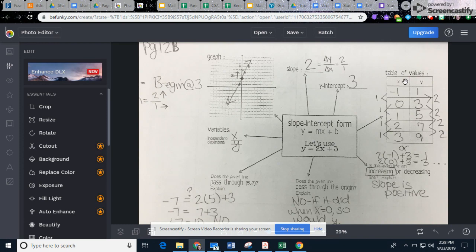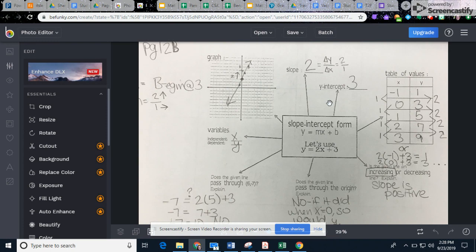Now, when we look over here at the table of values, there's a couple different ways that you can decide how you want to fill out a table of values. So you can pick your x's. I always try to put a negative in there as well. So -1, 0, 1, 2, 3. And our y values, we know that our beginning point, our y-intercept, is 3. So we know when x is 0, y has to be 3. So this one we know.